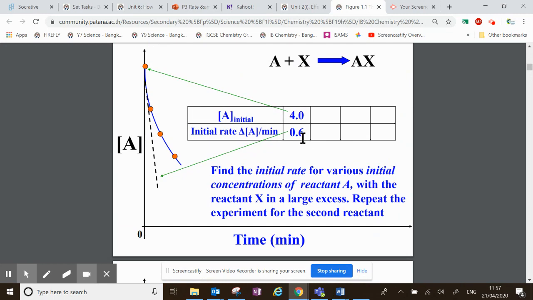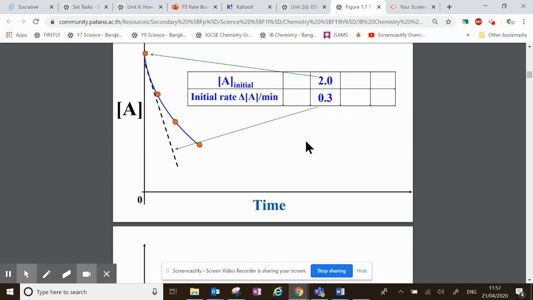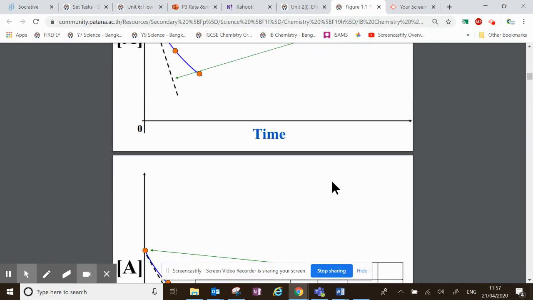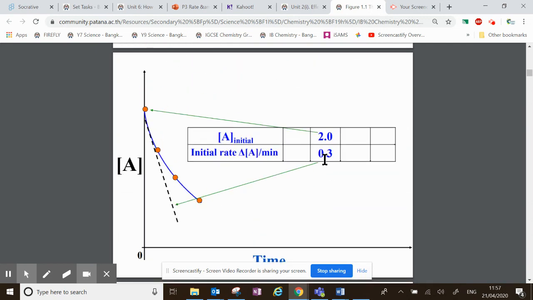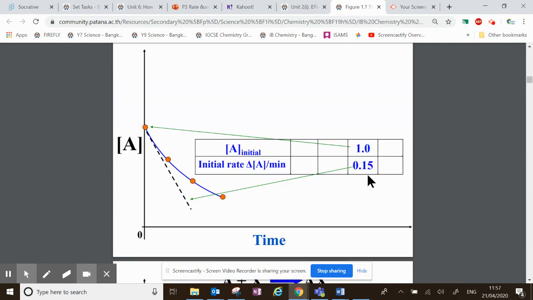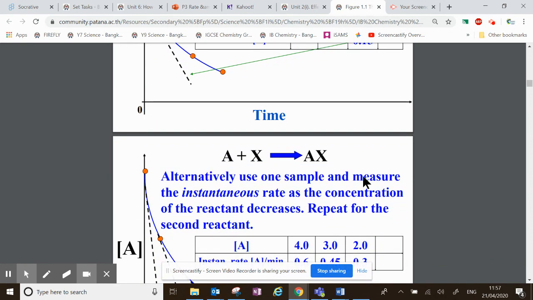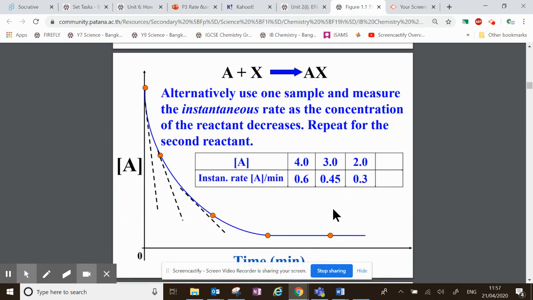At 4 molar, the rate was 0.6, and at 2 molar, it's half that, 0.3. And half that again, at 1 molar, the rate is halved, 0.15. So even though the values are slightly different, we've established the same relationship. From the progress curve, as the concentration is halved from 4 molar to 2 molar, you can see that the rate of reaction is also halving, 0.6 to 0.3.